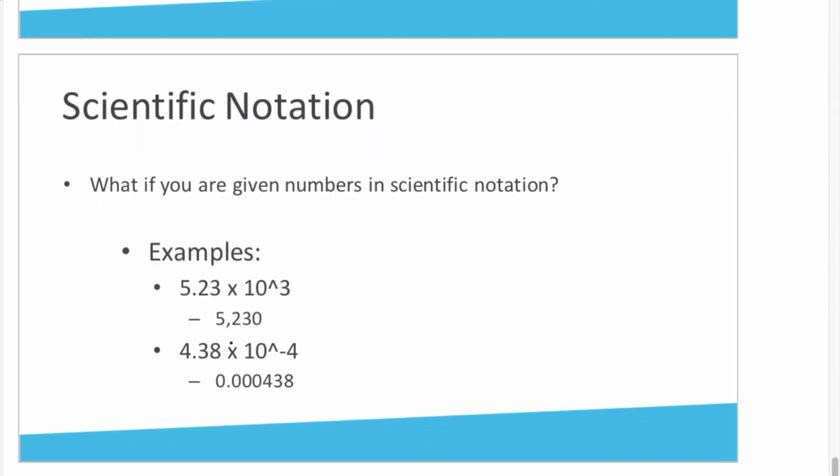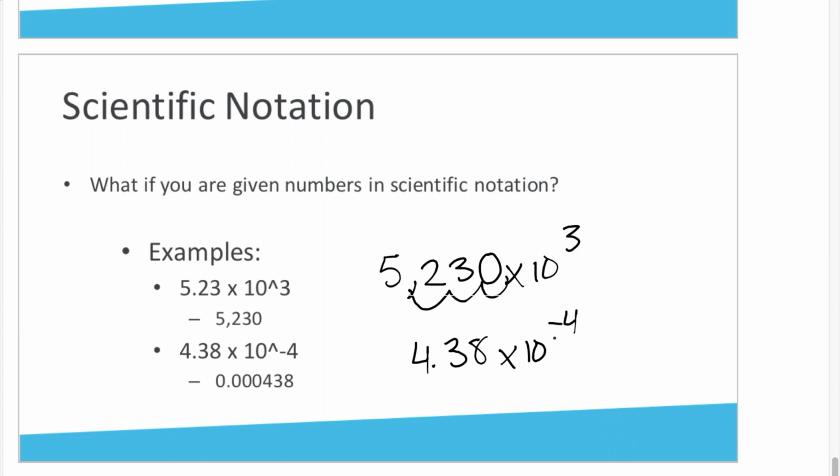So if you're given numbers in scientific notation going backwards, you just kind of do the opposite thing. So if you got this number here, we need to move to the right 3 digits. So you've got 1, 2, 3. So we've got to add a 0 right there, 5,230. For this one, we've got a negative sign, which means we've got to move to the left to get back to where we were. So we're going to go 1, 2, 3, 4. So we need a 0 here, a 0 here, and a 0 here. It's going to be 0.000438.